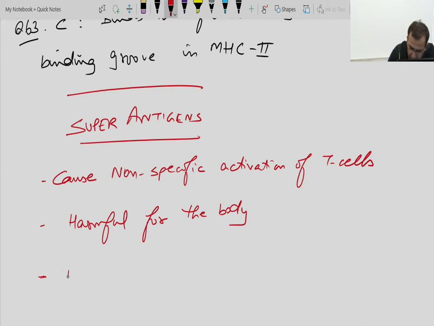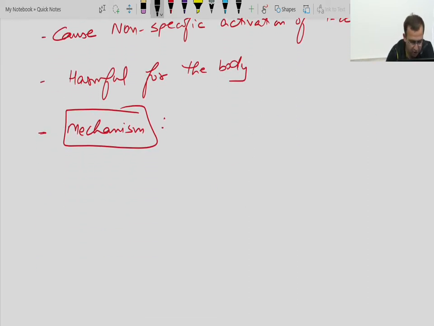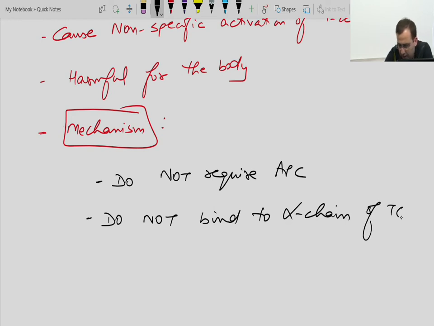So let us start with the mechanism. Let's go point-wise in superantigens. Mechanism of action. Firstly, they do not require antigen presenting cells. They do not require APCs. Next point, they do not bind to the alpha chain of T cell receptor.